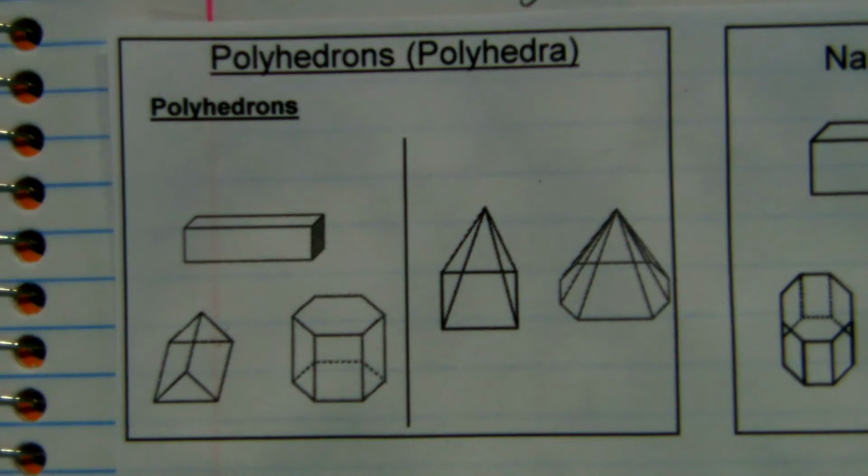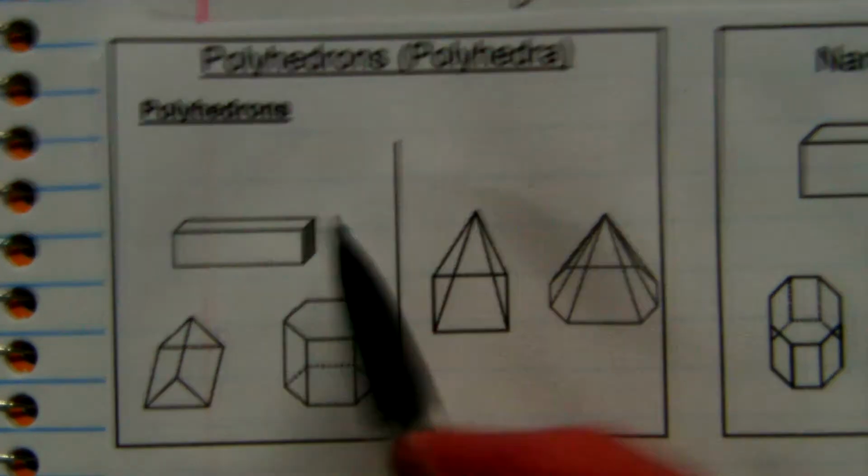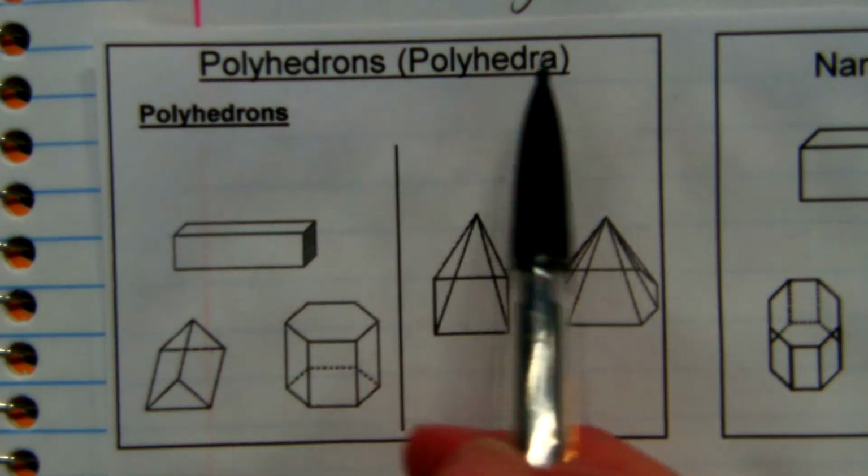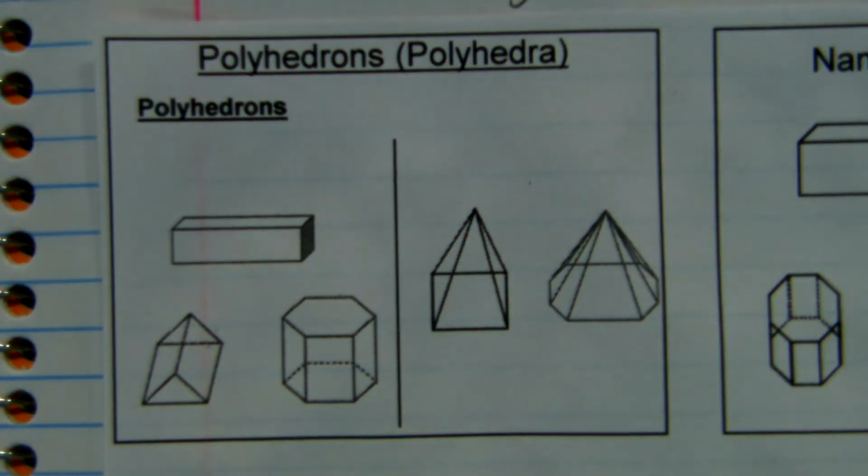All right, today's lesson is about polyhedra, sometimes called polyhedrons. I guess there must be two different ways to write the plural. We're going to start by just defining what they are.